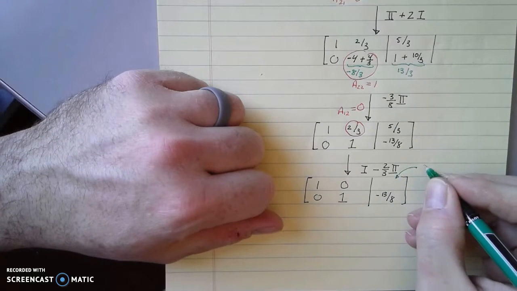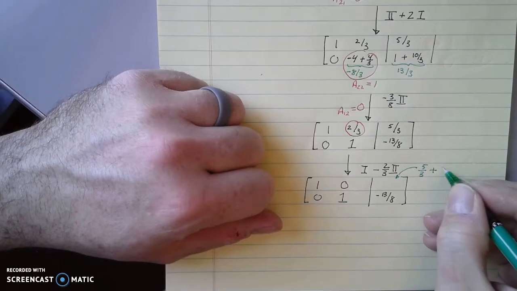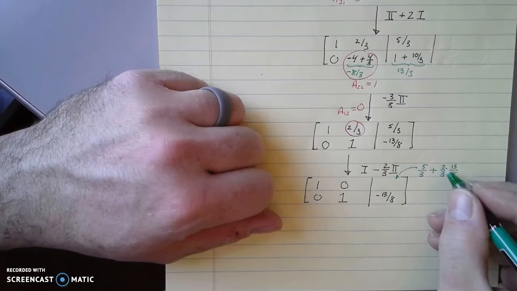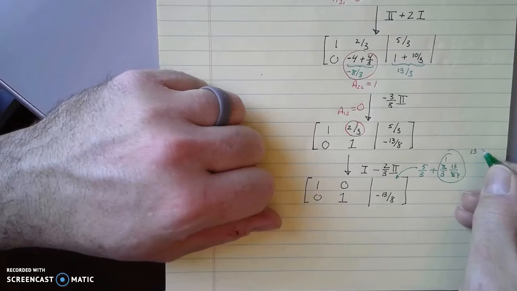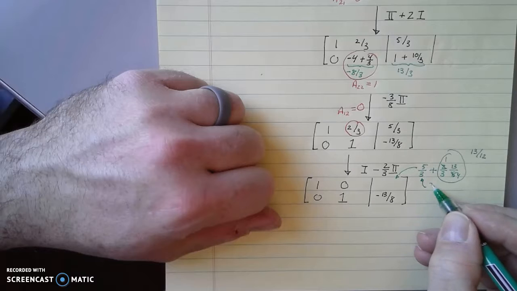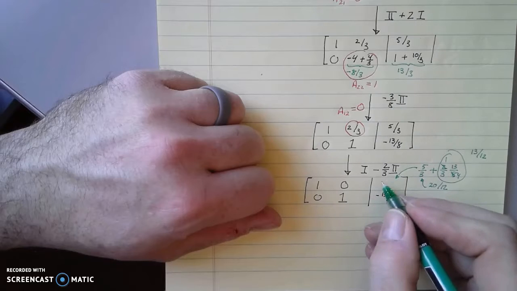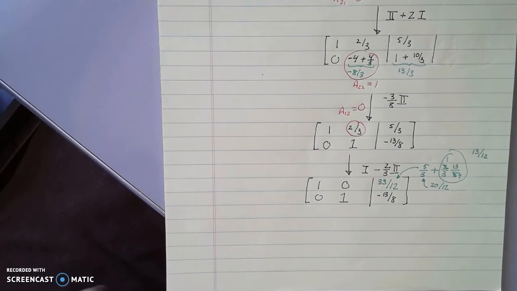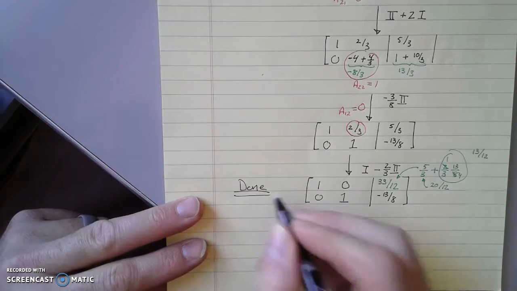So what's this going to be? This is 5/3 minus, a minus is a positive, 2/3 times 13/8. So it's a 4. So that's a 13/12. So that's a 20/12. So that's 33/12. Right. And now we're done. I'm not going to bother checking those, but you could.